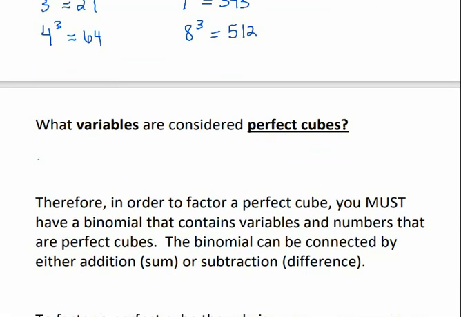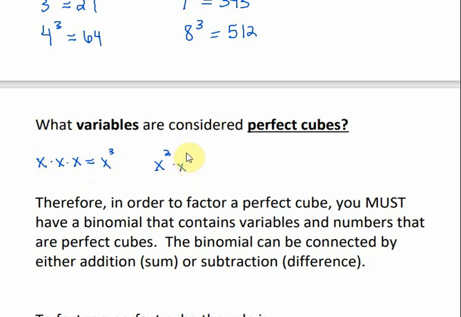Now for variables that are perfect cubes, how do we get those? Just like numbers. If I can multiply a variable times itself 3 times to get that variable, then it is considered to be a perfect cube. So x times x times x would be x cubed. So x cubed is a perfect cube.